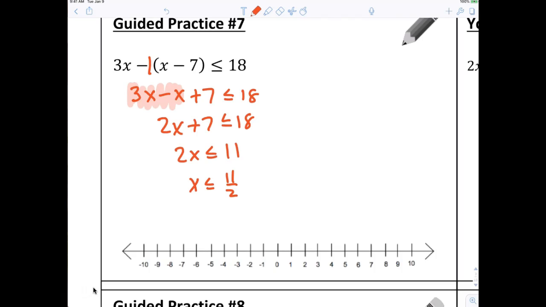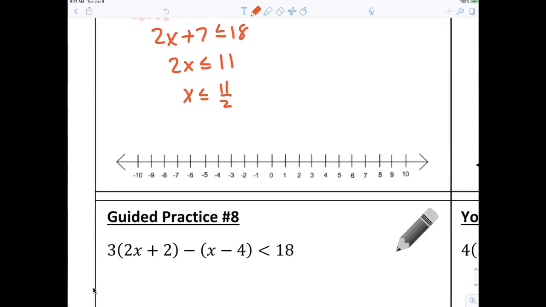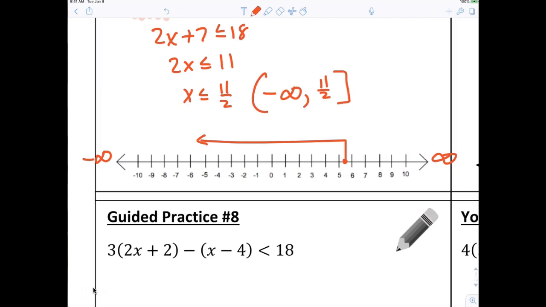Now, 11 divided by 2 is 5.5, so I know it's between 5 and 6. Solid dot between 5 and 6. Going which way? Less than. So remember, negative infinity is over here, infinity is over here. So my answer is from negative infinity all the way to 11 over 2. Now 11 over 2 this time is a bracket because it is equal to, and a parentheses here. Any issues?